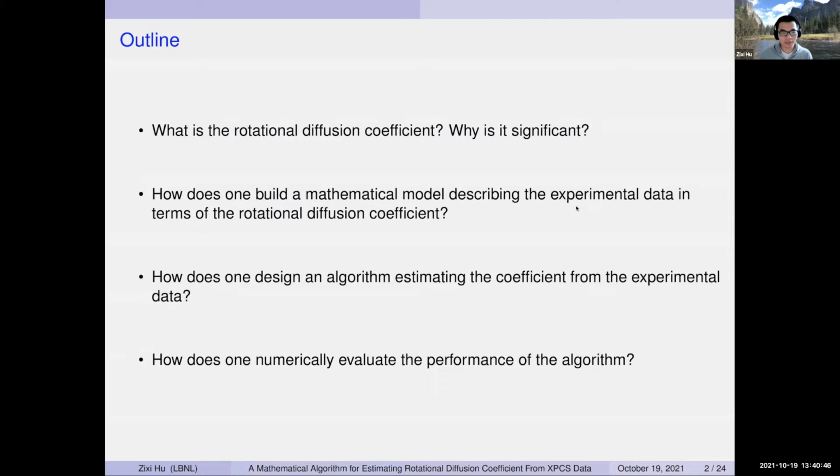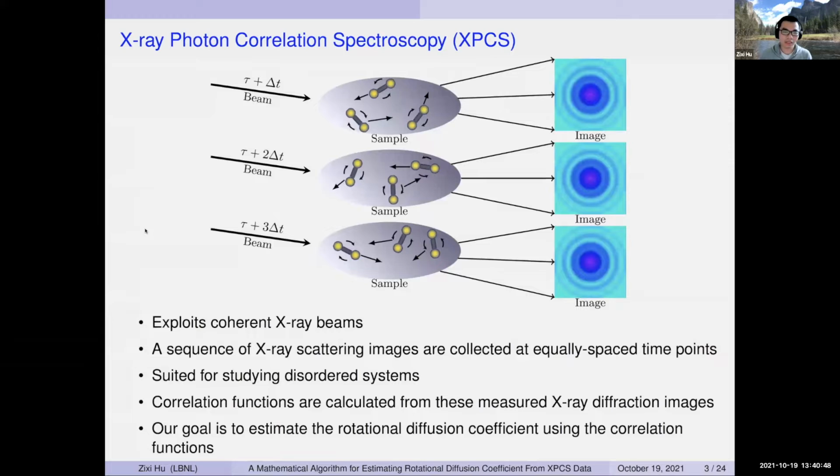Before the rotational diffusion, I would like to talk about the experimental technique I'm going to focus on today, X-ray photon correlation spectroscopy, abbreviated XPCS. This technique can exploit coherent X-ray beams to measure dynamics of various kinds of samples. A fully coherent X-ray beam can enhance its sensitivity to sample structure and dynamics, enabling XPCS to probe a broad range of length scales and time scales. Here's an illustration of the experiment.